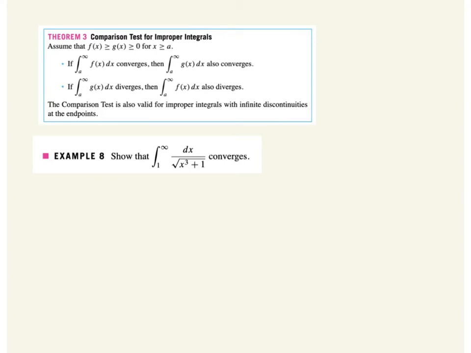Okay, comparison test for improper integrals. If you can prove that a function is larger than another function, and that said function converges, then the other one also converges. And if it's in the reverse direction, if the smaller one diverges, then so does the larger one. So you have to be careful of which direction you're proving it in and what solution you end up getting. It's a little bit of a guessing game and making sure that you pick the right one. And if you don't, then you have to go back to it.